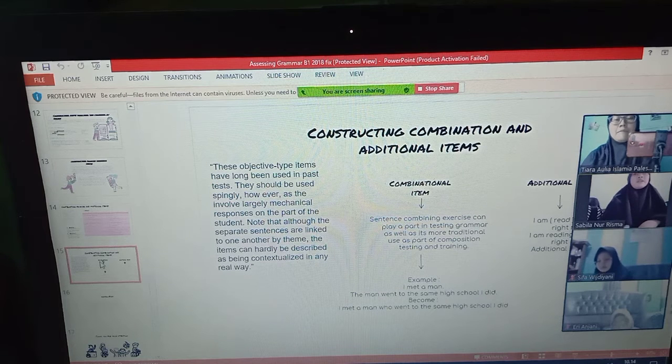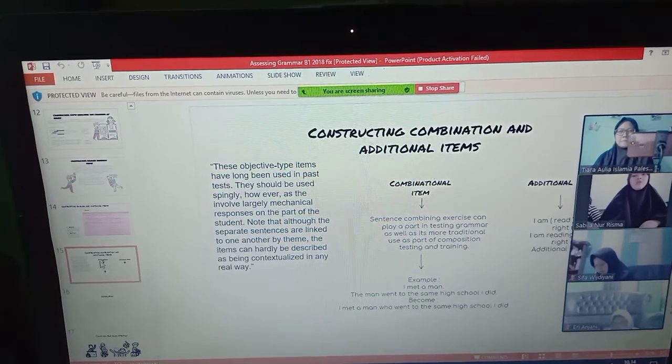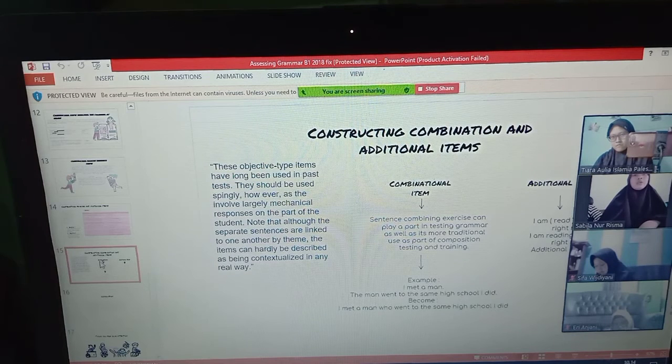Now, it's about constructing combination and additional items. These objective items have long been used in past tests. They should be used strictly, however, as they involve largely mechanical responses on the part of the students. Note that although the separate sentences are linked to one another by theme, the items can hardly be described as being contextualized in any real way.